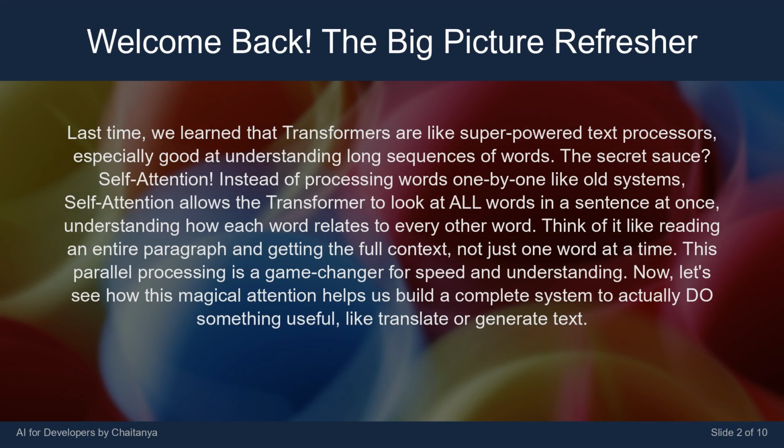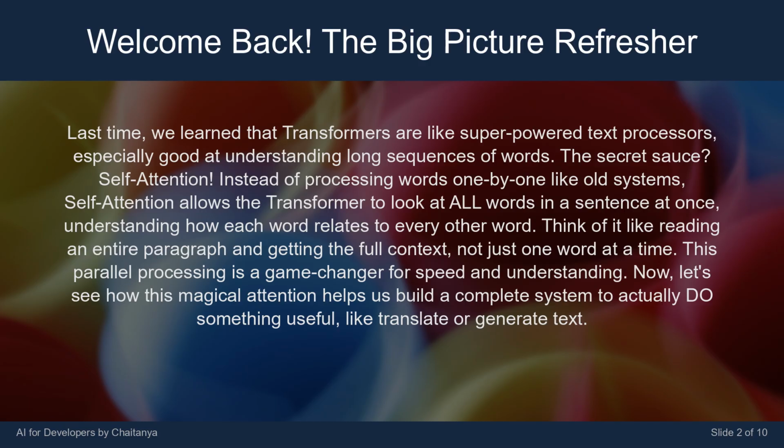Last time, we learned that transformers are like superpowered text processors, especially good at understanding long sequences of words. The secret sauce? Self-attention. Instead of processing words one by one like old systems, self-attention allows the transformer to look at all words in a sentence at once, understanding how each word relates to every other word. Think of it like reading an entire paragraph and getting the full context, not just one word at a time. This parallel processing is a game changer for speed and understanding.